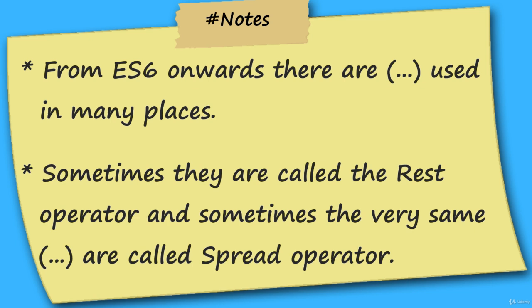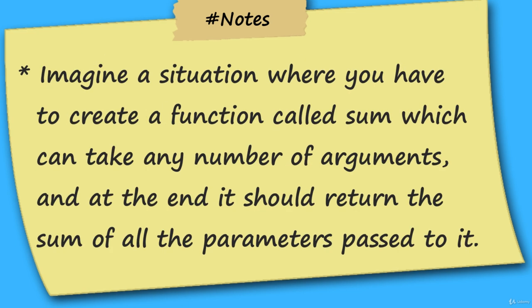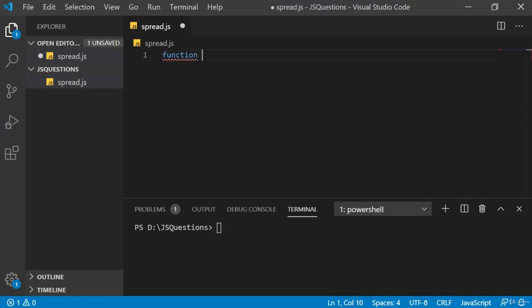We will begin with the REST operator first. Imagine a situation where you have to create a function called sum, which can take any number of arguments, and at the end it should return the sum of all the parameters passed to it. Let's try it practically. Here I am creating the function sum. Now I do not want 2 parameters passed or maybe 3 parameters passed. What I just want is that I should be able to pass any number of parameters, and that should be received by this function. So for that I can use 3 dots, and this is called the REST operator.